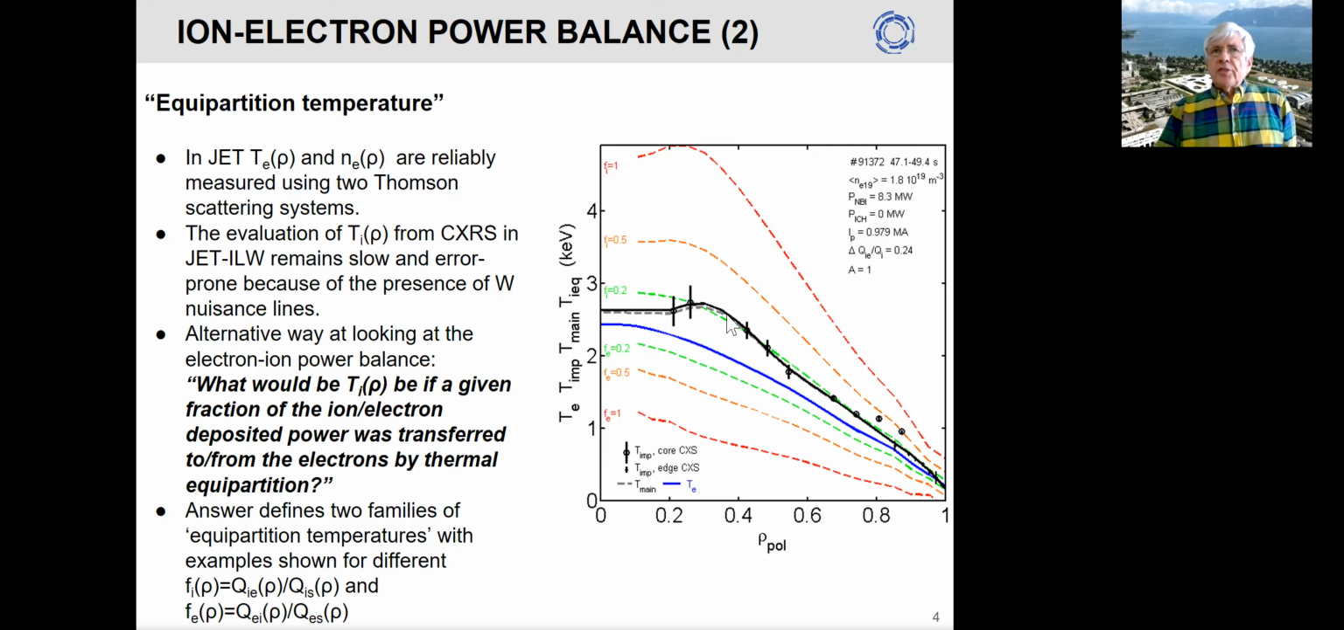As we can see here, the measured points, those bars, are quite close to the 20% line, and actually the 20% line would provide a good fit for it. So what we have is that these equipartition temperatures are actually families of virtual temperatures defined by this parameter, which is the ratio of the equipartition to the source power.